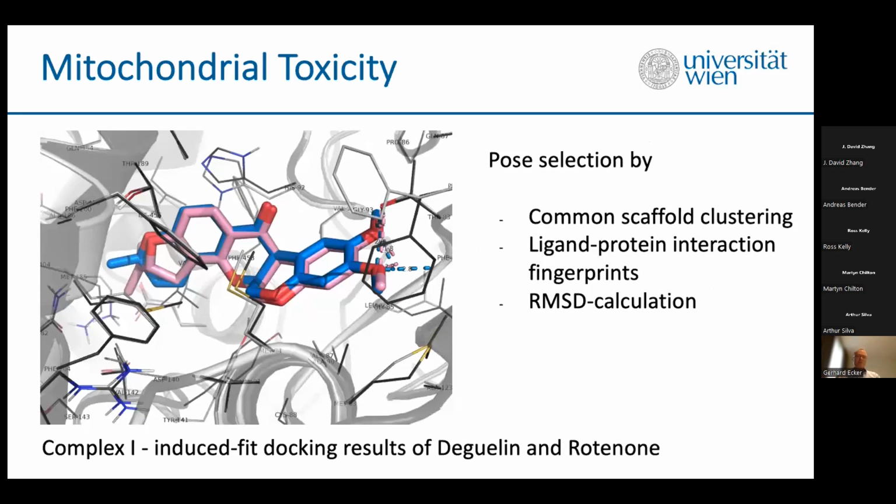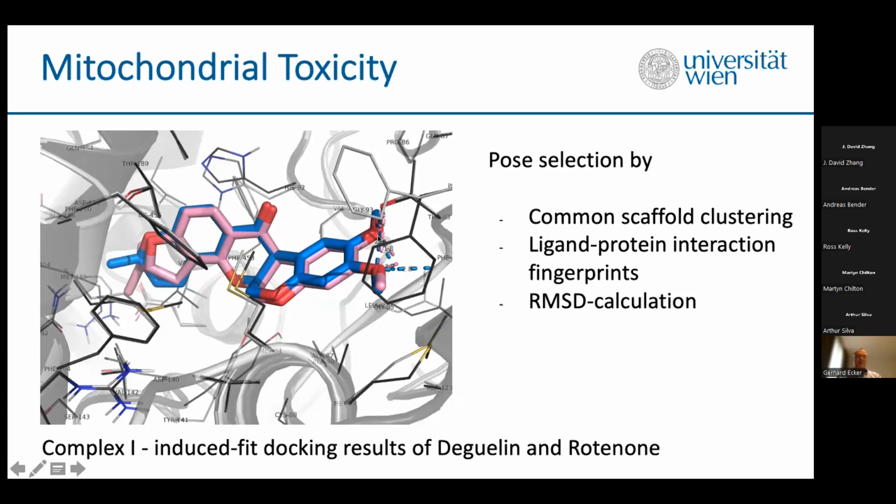So using this common scaffold clustering, that means we took rotenone and deguelin into complex 1. We analyzed the different clusters. In parallel, we also did the ligand-protein interaction fingerprints, calculated the RMSD differences between the different clusters, and finally ended up with a binding hypothesis, which looks reasonable.